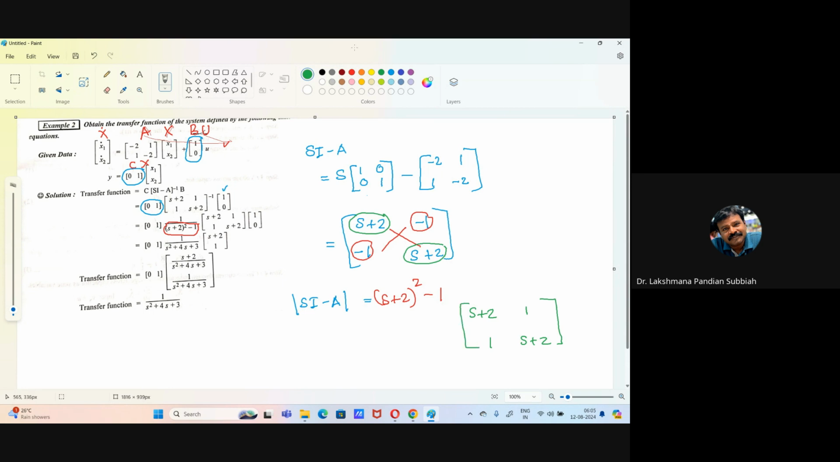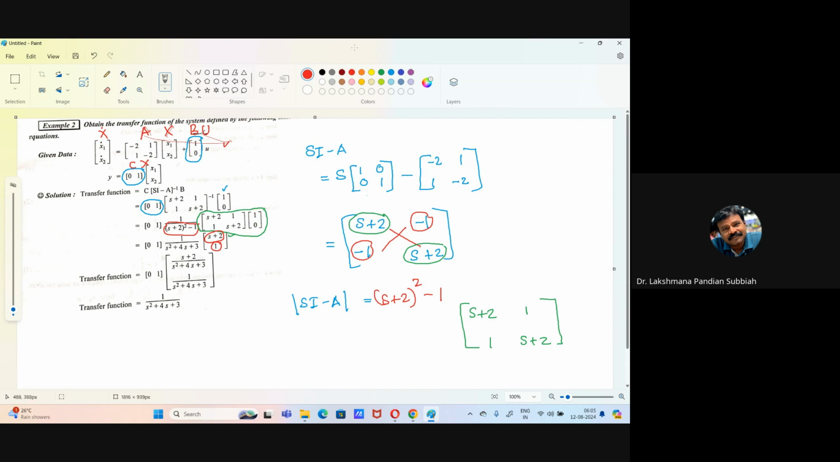Now this is multiplied by that one. Instead of multiplying the determinant first, you first multiply these two, an easy way to get a simple one. So first you multiply s plus 2 into 1, s plus 2, then 1 into 0, 0. So we get s plus 2 in the first row, and in the second row, 1 into 1, 1, then s plus 2 into 0, 0. So s plus 2, then the second element is 1.